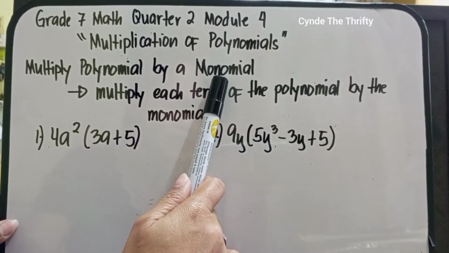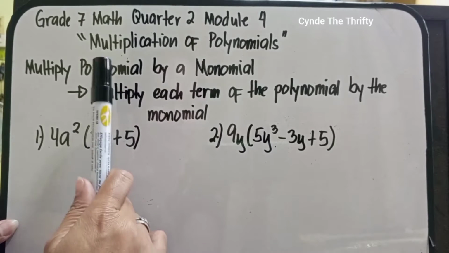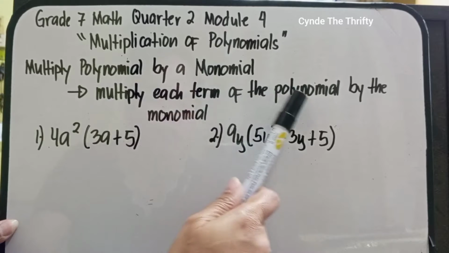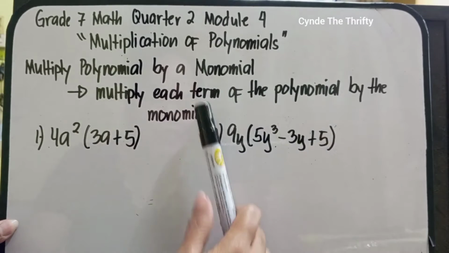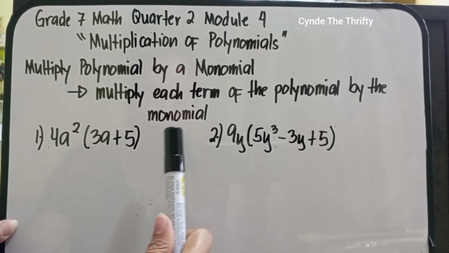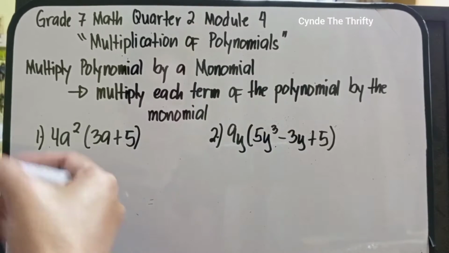So, ang monomial is one term lang. Ang polynomial is maraming term. So, paano tayo mag-multiply ng polynomial by a monomial? Multiply each term of the polynomial by the monomial. So, ibig sabihin, gagamit tayo ng distributive property of multiplication. So, itong monomial natin, i-distribute natin sa ating polynomial.